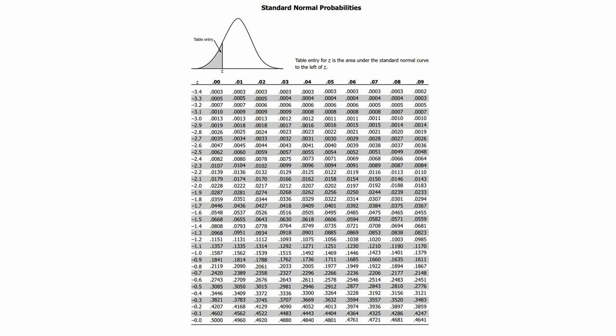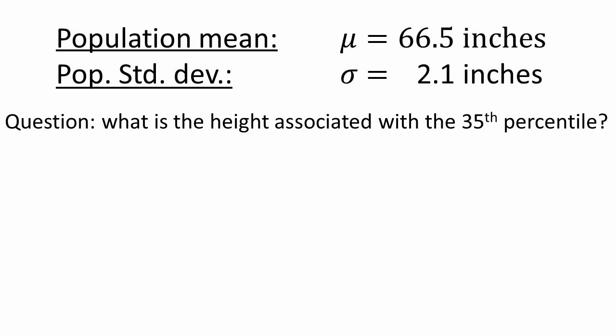Given an area, or probability, what is the Z-score associated with that area? For example, I want to know the height associated with the 35th percentile. This means 35% of people will be smaller than the height I am looking for. What is the Z-score associated with this percentile? And then, what is that height?